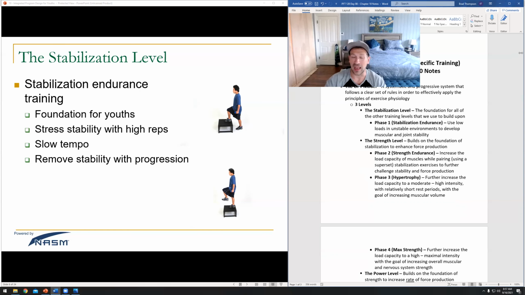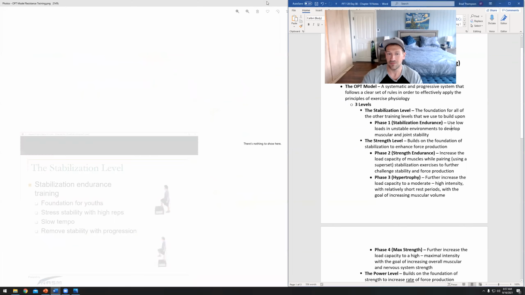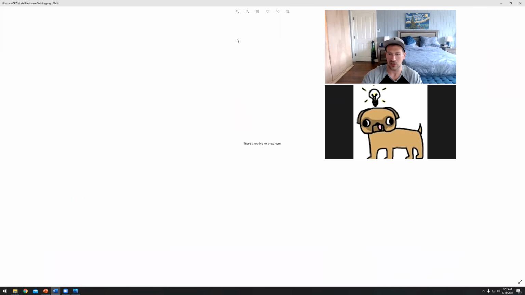And that's where we are going to use high repetitions. We're going to use a high number of repetitions for these exercises, and that's really going to have a positive benefit on helping us teach our clients how to do things, right? If the stabilization level is all about good form and learning how to do these exercises properly, that's why we need such a high number of repetitions.